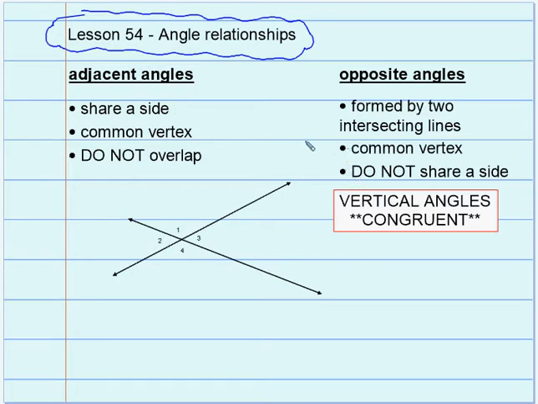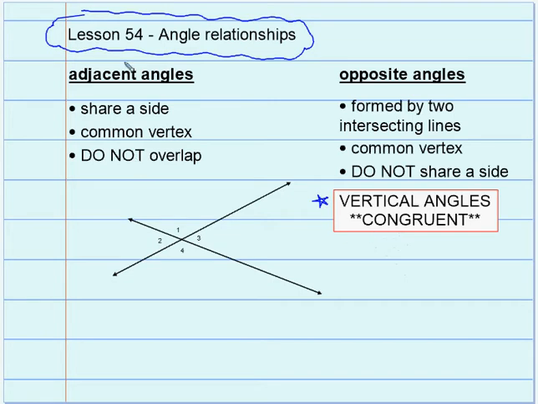And we can talk about how they're formed. Opposite angles are formed by two intersecting lines, and adjacent angles are not. Now, opposite angles are also called vertical angles, and you know that. We've talked about that before. And vertical angles are always going to be congruent.